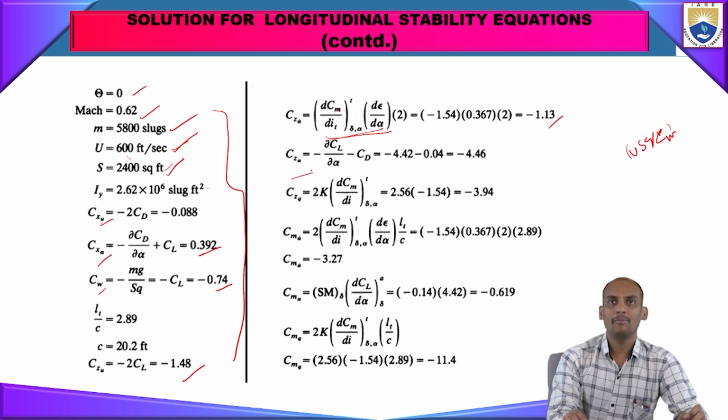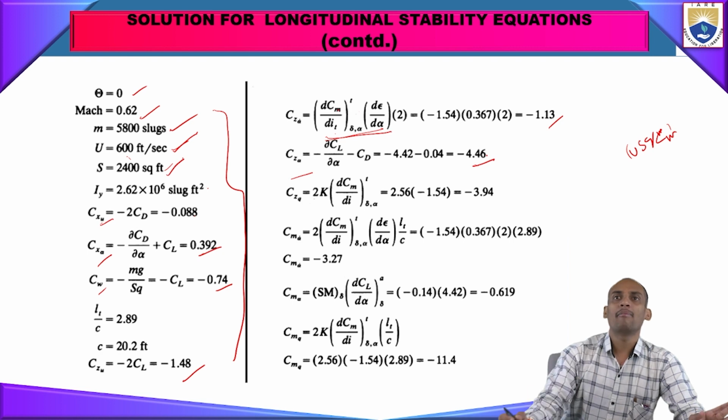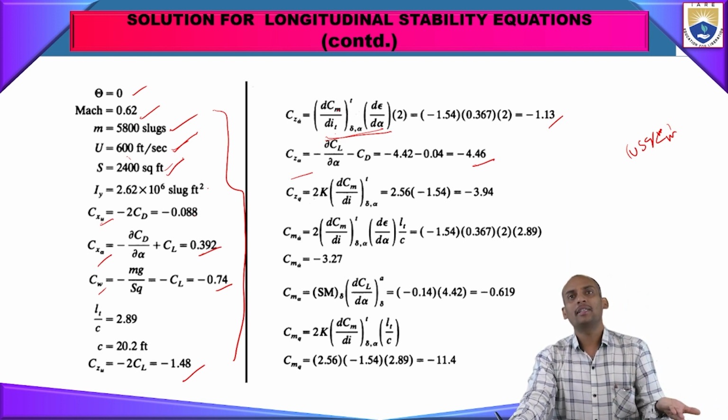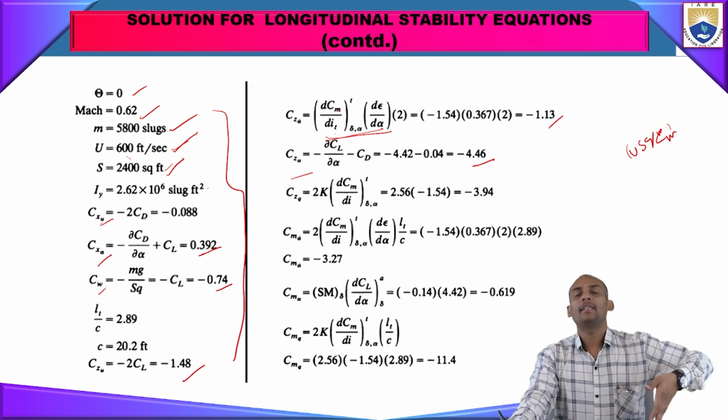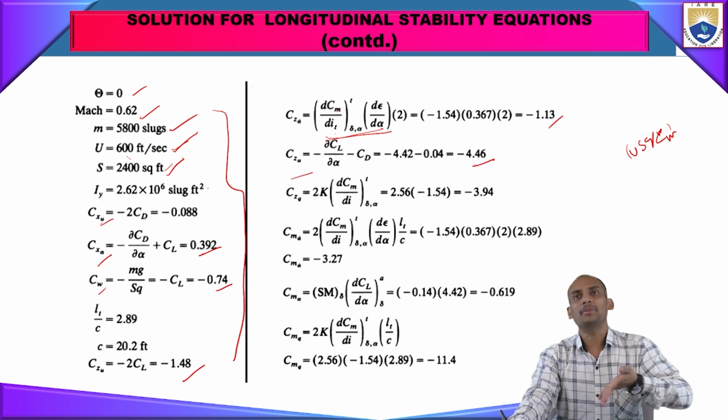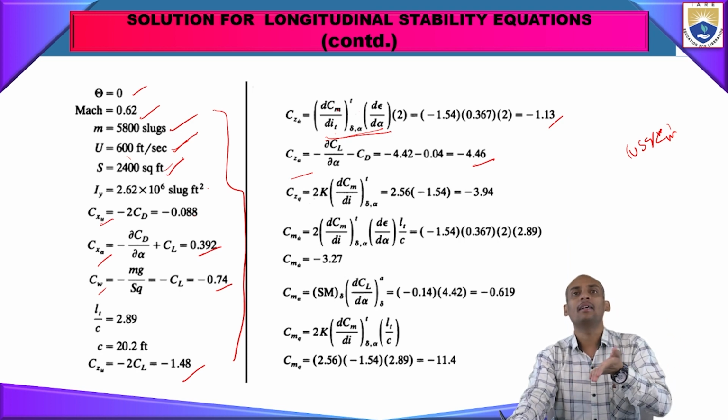Similarly, CZD will be what? CZD is dou CL by dou alpha minus CD. The dou CL by dou alpha we can take from CL values, and CD value we already got, 0.04. So if you substitute that value, we will get minus 4.46. So these are all values you can get from the data sheet. And in the appendix at the back side of the textbook, you will get the values of CD, CL, and all. From the internet also you can get the values for this aircraft.